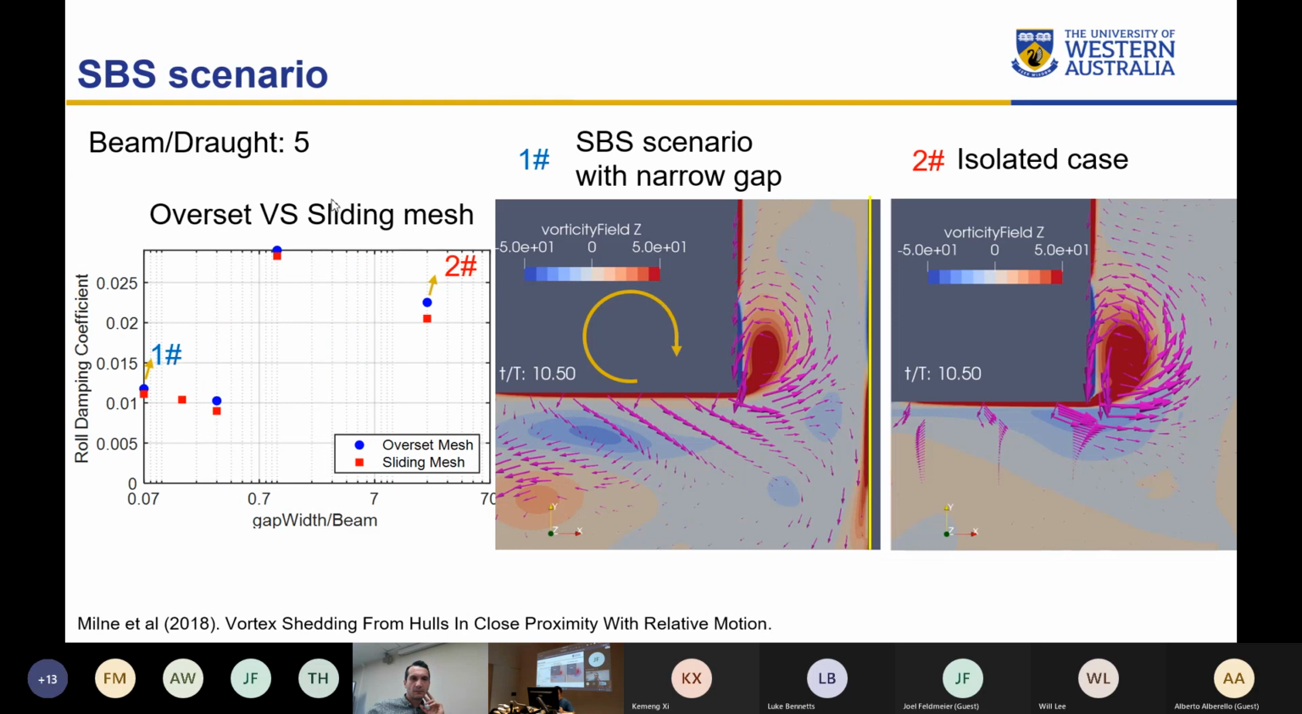And then for the side-by-side scenario, since right now there is no experiment result, we have to compare with some numerical results. And we choose the beam draft ratio of 5, which makes it possible to directly compare with the sliding mesh. And the difference between the roll damping coefficient, it seems it's ripples. The difference is ripples, not waves or tsunami.